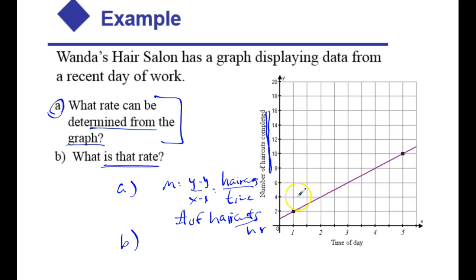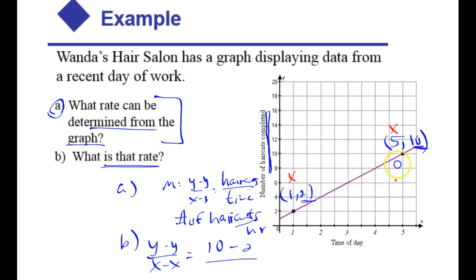And to do that, I would probably identify some points. This is 1, 2. This looks like it's 5, 10. And then I would probably use the y minus y over x minus x definition. I always like to start with the second point. It doesn't matter, though. Just be consistent. 10 minus the 2, that's the y minus the y, divided by the x values. So here comes the x's. I have to go back to the 5, so I cannot go 1 minus 5 now. You've got to go 5 minus 1 because you're always doing second point, point B minus point A.